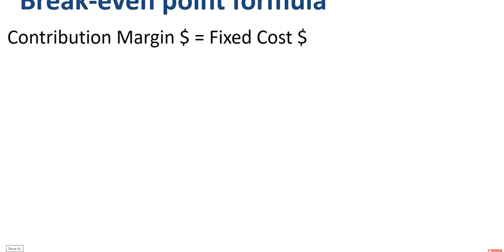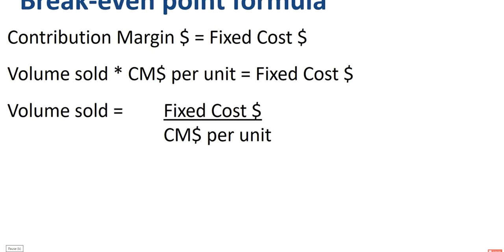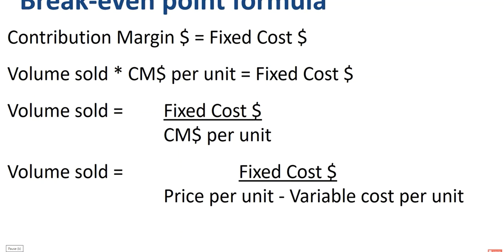Let's do the exact same break-even analysis but in formulas. The break-even point is the sales volume where contribution margin dollars equals fixed cost dollars. That's the same as saying that the volume sold times the contribution margin per unit equals the fixed cost dollars. And that's the same as saying that the volume sold to break even is equal to the fixed cost dollars divided by the contribution margin per unit. And that's the same as saying that the volume sold to break even is equal to the fixed cost dollars divided by the selling price per unit minus the variable cost per unit.